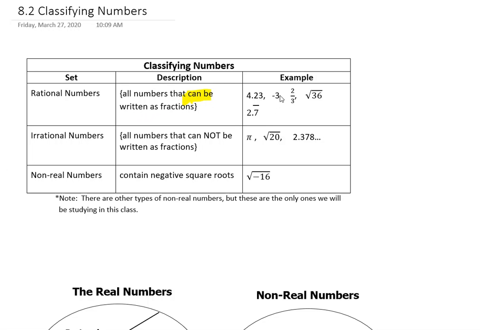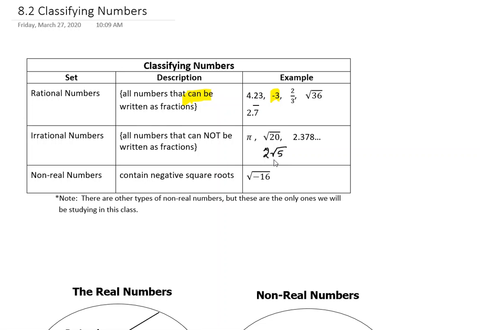For example, I have a -3, that's not a fraction, but it can be written as a fraction if I write it as -3/1. Irrational numbers are numbers that cannot be written as fractions. For example, pi or the square root of 20 or a decimal that's non-repeating and it goes on forever. And notice that an irrational number is not necessarily a number that can't be simplified. I can simplify square root of 20, but when I simplify that, I'm going to end up with 2 times the square root of 5. I still have that square root in there, so it is irrational.